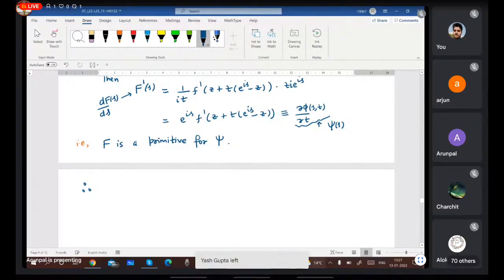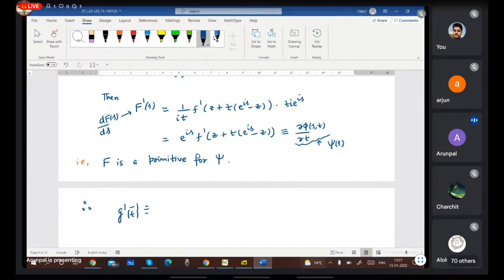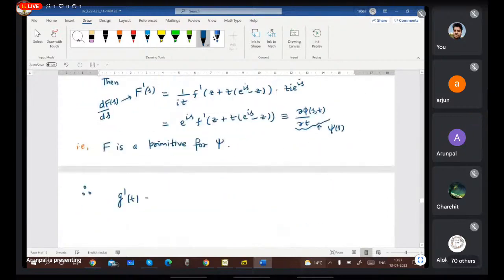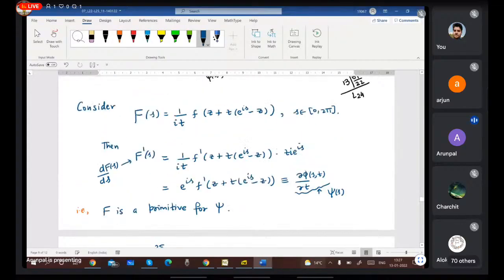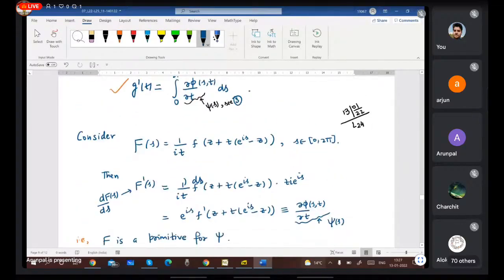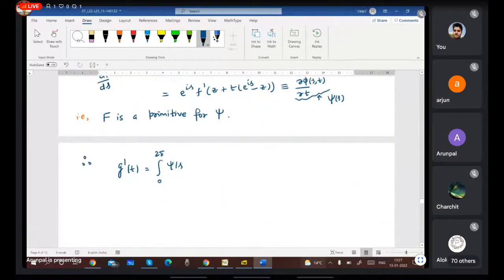So therefore, g dash t is equal to... what was g dash t? G dash t was the integral from 0 to 2 pi of psi s ds. It was this, class, psi s ds, right? And so its value will be what, class? Its value will be capital F at 2 pi minus capital F at 0. Very good. All right.